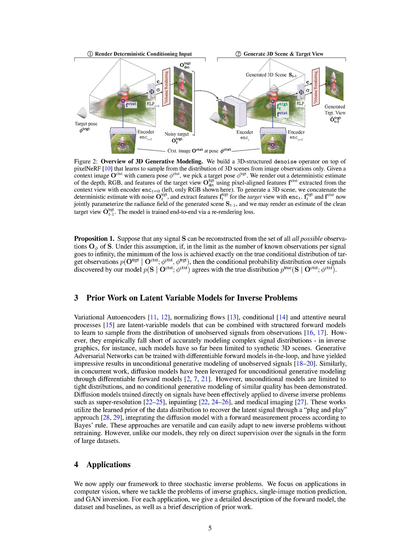Section 3. Prior work on latent variable models for inverse problems. The preceding research in the area of latent variable models for inverse problems is significant. Key players in this field are variational autoencoders, normalizing flows, and certain neural processes. These are basically models with hidden variables that, when paired with structured forward models, are trained to draw samples from the unseen signal distributions based on their observations.